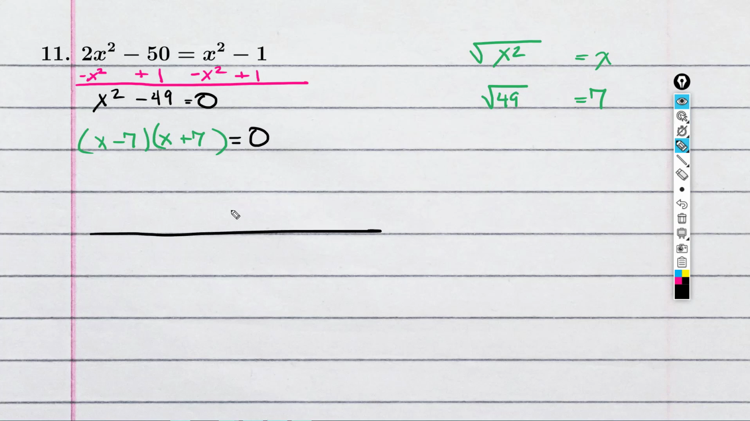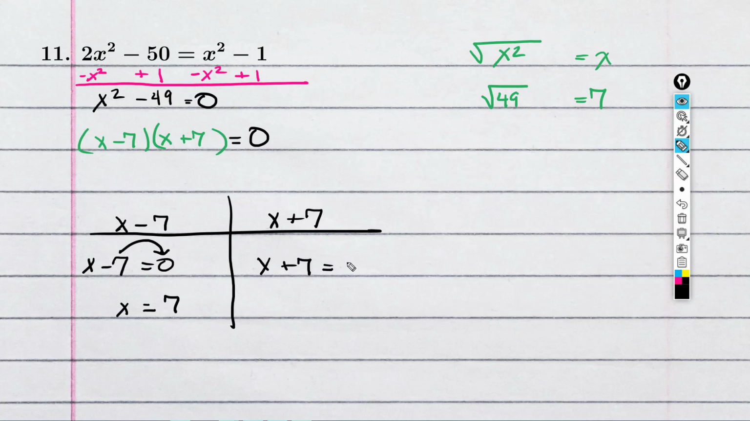Now we're going to make our chart with our factors, x minus 7 and x plus 7. So x minus 7 is equal to 0, which means when we move that negative 7 to the right-hand side, it becomes positive 7. X plus 7 is equal to 0. We move that positive 7 to the right-hand side, it becomes negative 7. And so we have x is equal to the set. Our smallest number is negative 7. Our biggest number is 7.